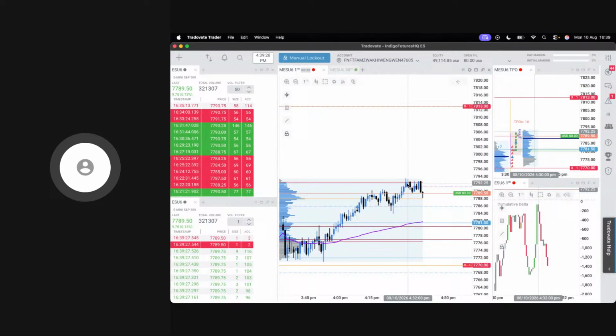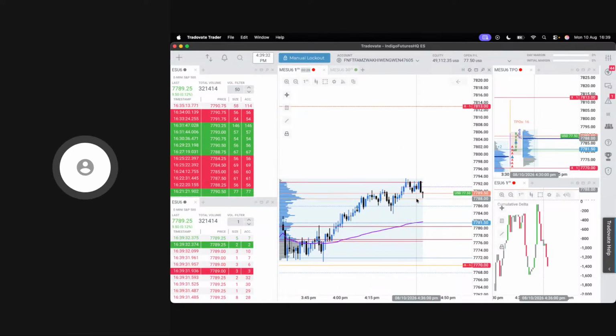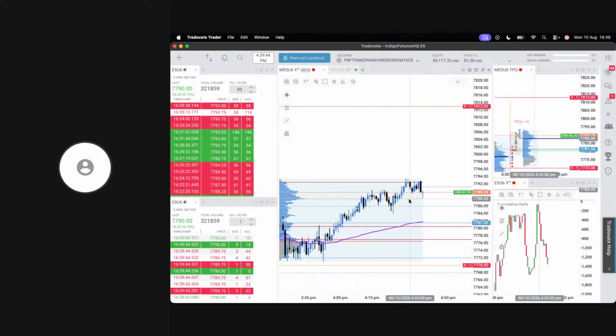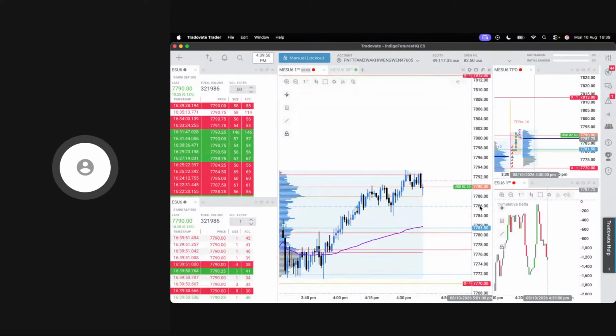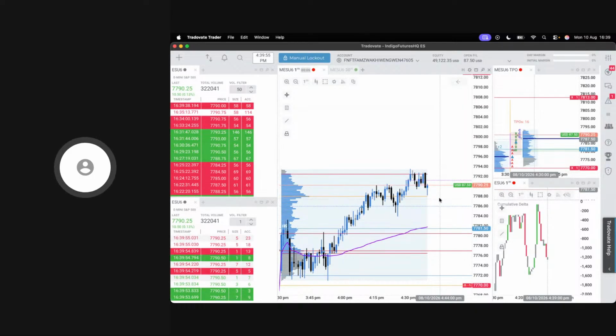Some nice little mean reversion from value area high to point of control. Mean reversion, quite literally meaning reverting to the mean, right? And the mean being the point of control. The mean being fair value, right? The mean being where the most amount of trade is being facilitated.